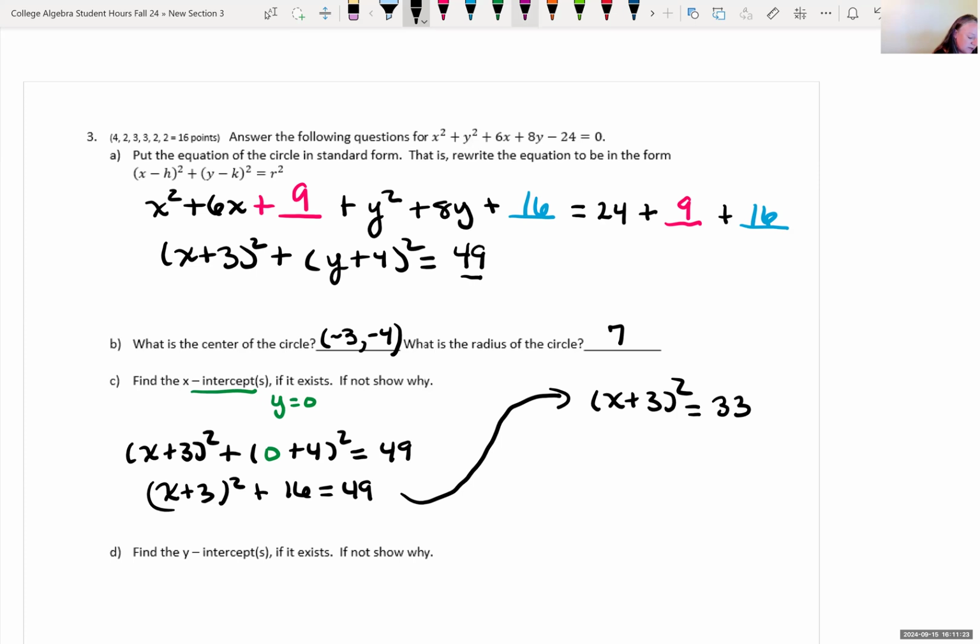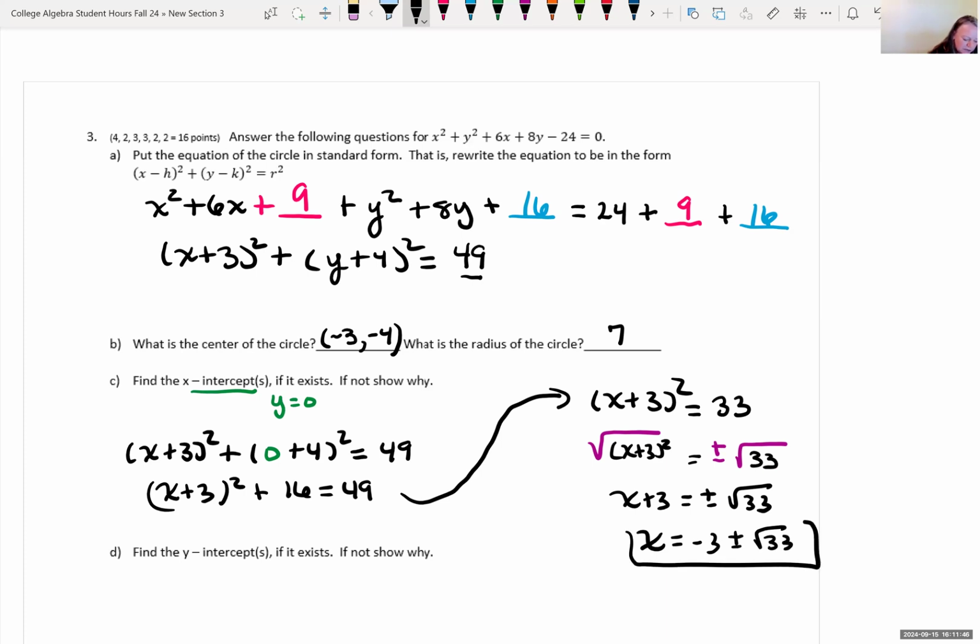Now we can take the square root of both sides. If we take the square root of both sides, don't forget the plus or minus in front of the square root. So taking the square root of (x + 3) squared, x + 3 equals plus or minus the square root of 33. Get x by itself, subtracting 3 on both sides, I get -3 plus or minus the square root of 33. So there's two values where it's crossing the x-axis, -3 plus the square root of 33 and -3 minus the square root of 33.